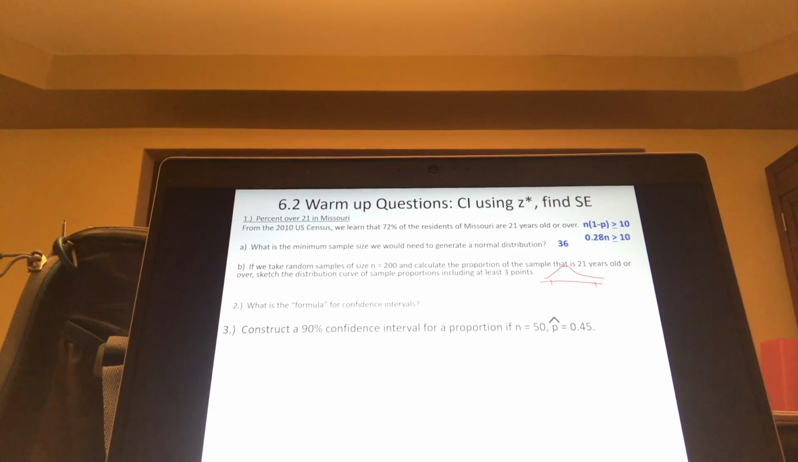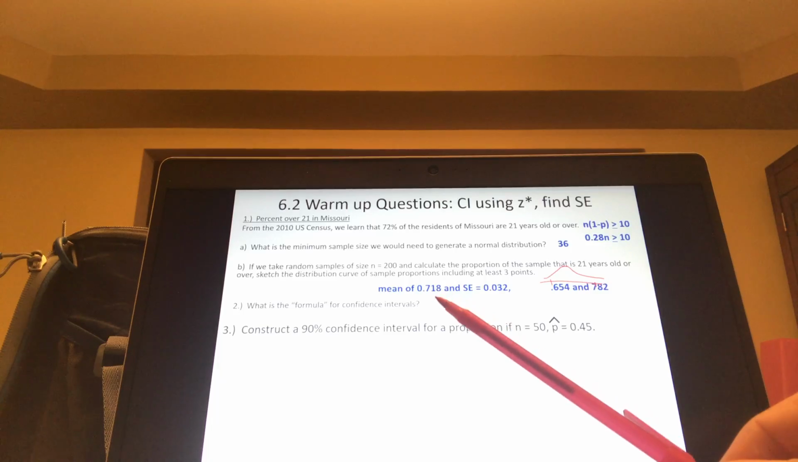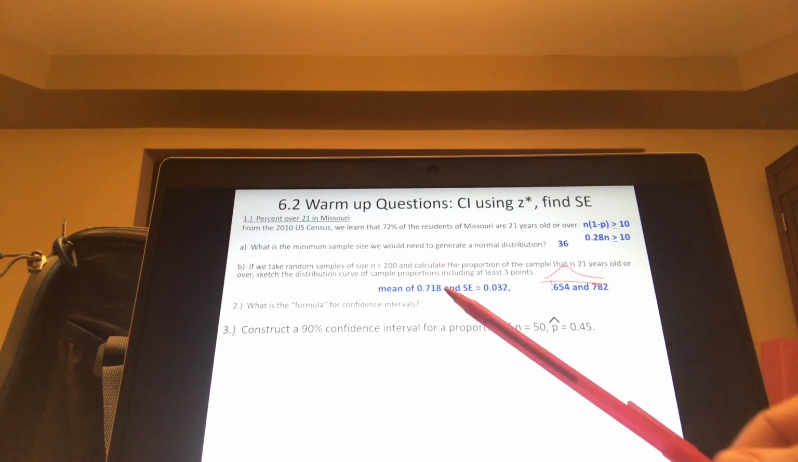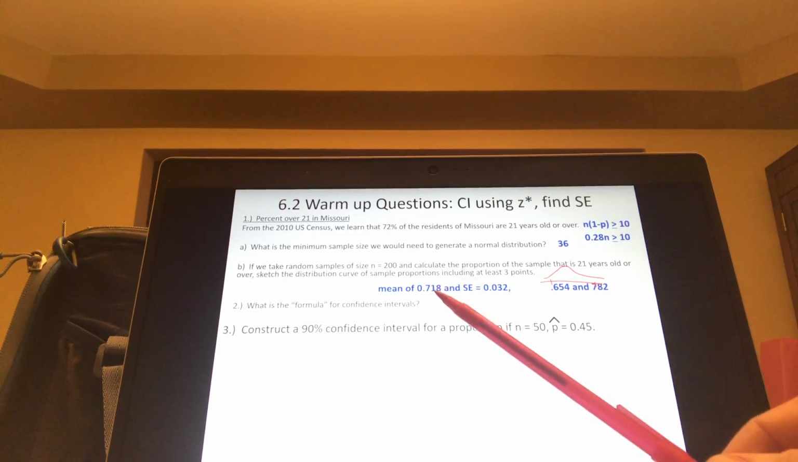Part B would be if you had a sample size of 200, and you wanted to find the standard error on here. What would this thing look like? So you got to find the center of your proportion. Now you don't have to believe in that number right there. That would be 0.72. I think I did this on StatKey on my own, and that's what it gave me.